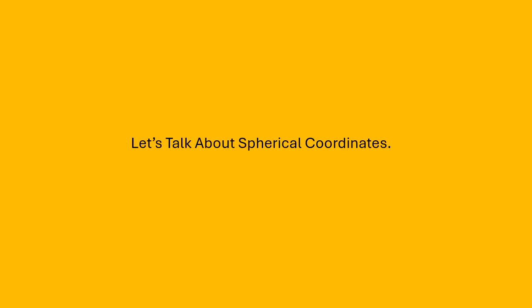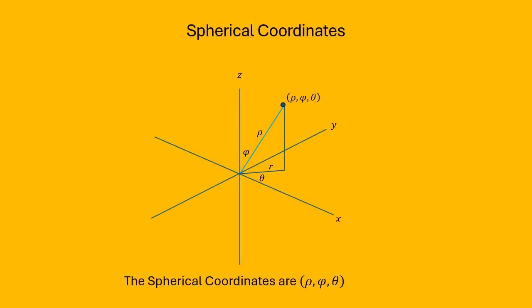So let's talk about spherical coordinates. Let's talk about the spherical coordinates of a point. Here is a representation of three-dimensional space. Here's the x-axis, y-axis, and a vertical z-axis. Pick a point out in space somewhere, and we want to define its spherical coordinates rho, phi, theta. And here's how we do it.